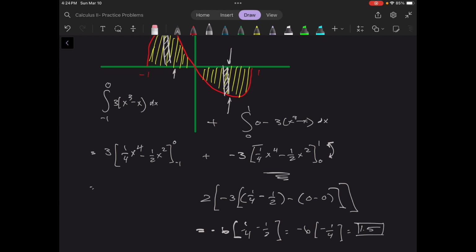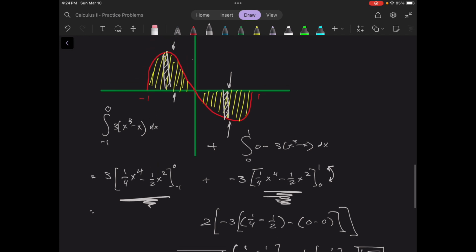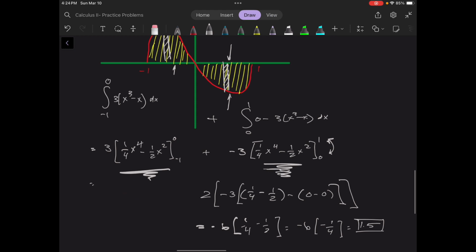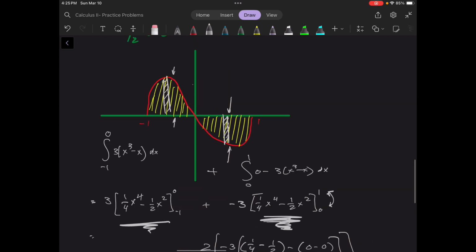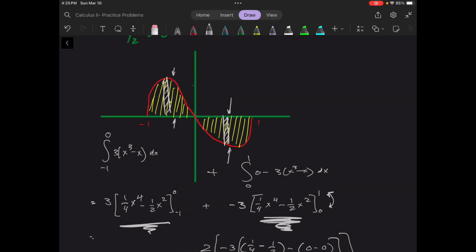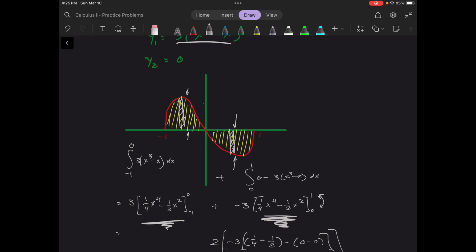So what would have happened is this would have given you 0.75, and this integral would have given you 0.75. But since they are symmetric, we could just double one of them and save ourselves some work. The point of this question, though, is that we do need two integrals because we have two different kinds of slices, two different regions.